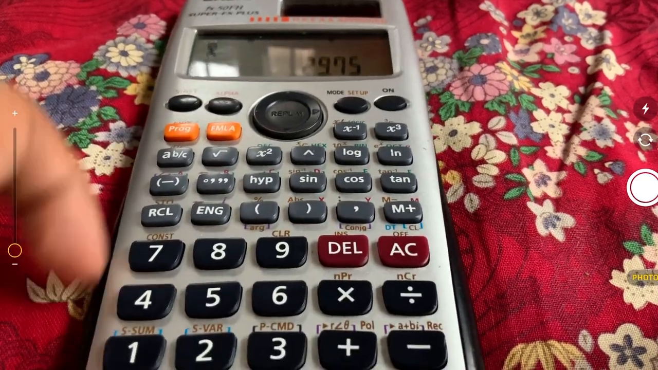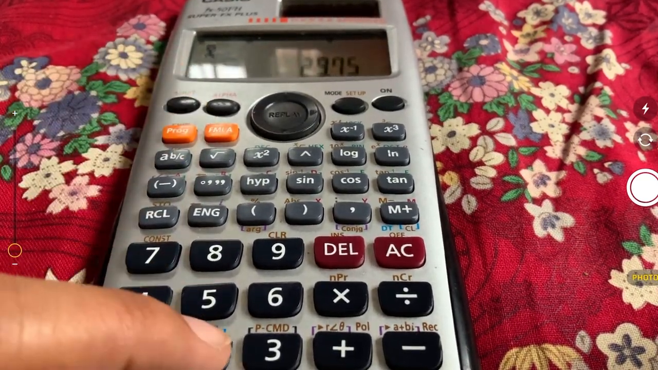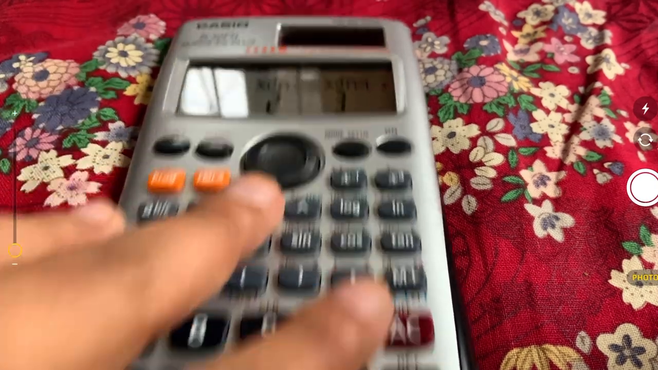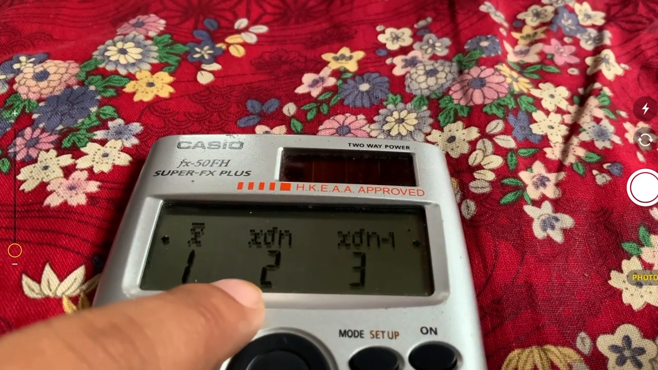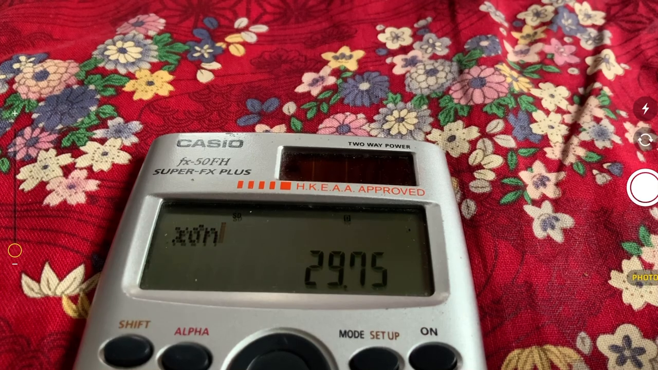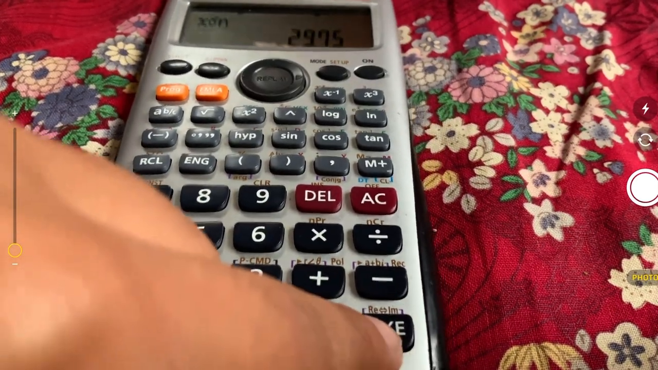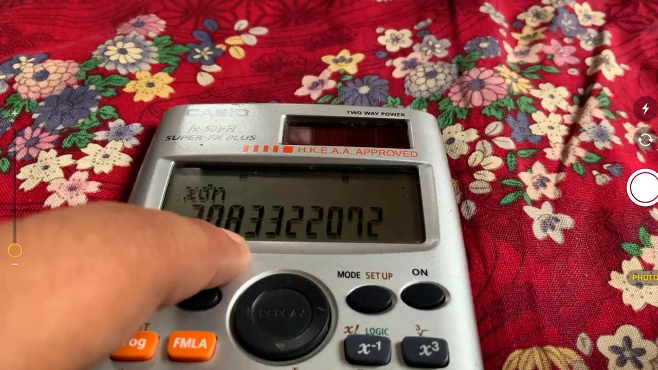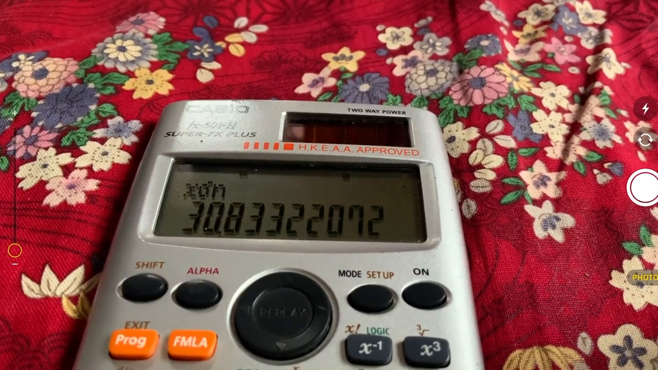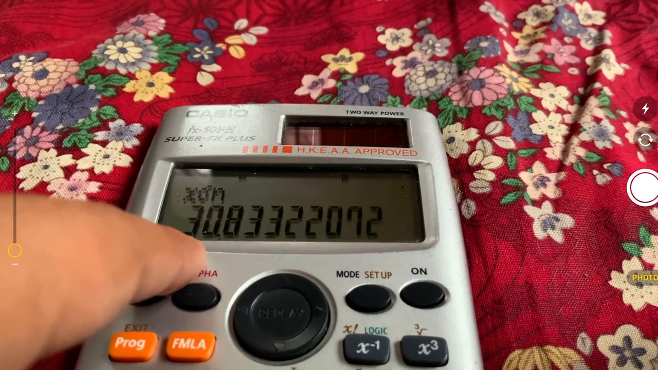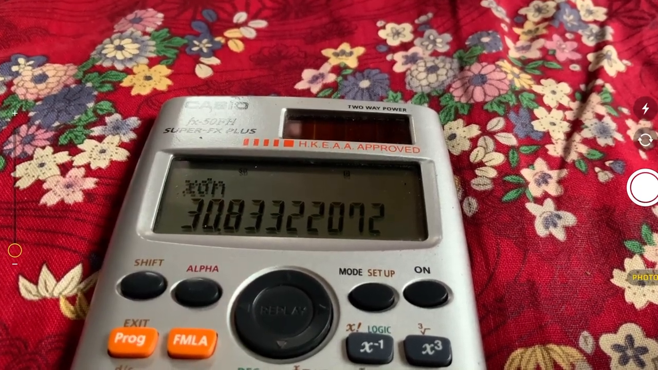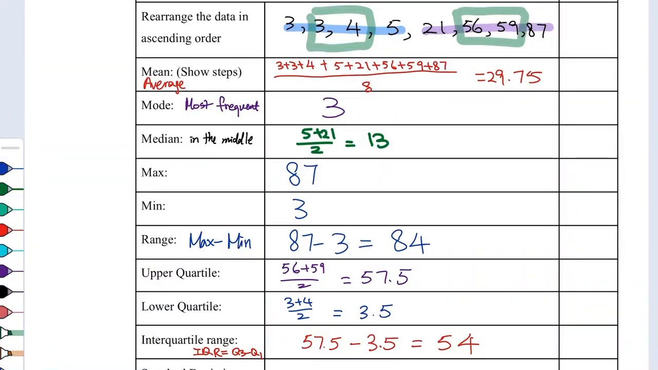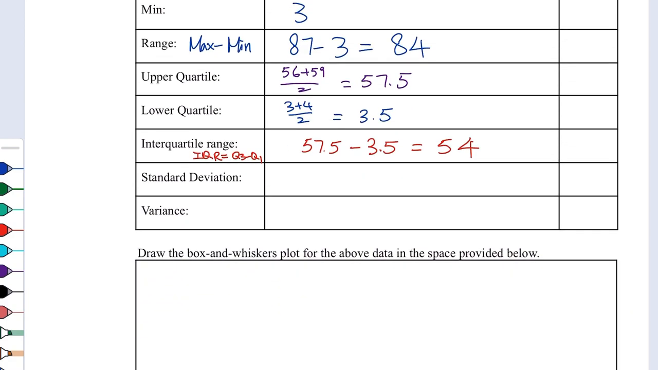So how about SD? Again, shift 2. Now this time SD is in 2, right? So you do that. 2, execute. So SD is 30.833, but we just need 3 digits. So we will just write 30.8. Okay, that's it. So you will be writing it as 30.8, just 3 significant digits.